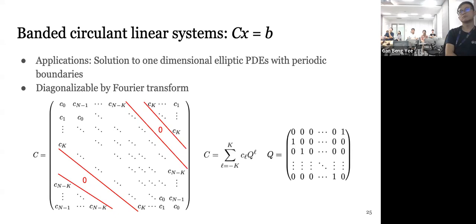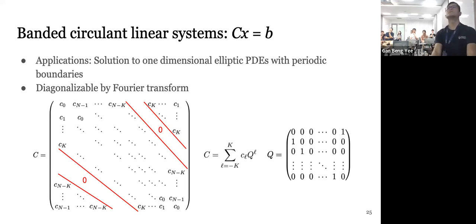Okay, so why do we want to care about them? Because they form the solution for one-dimensional elliptic PDEs with periodic boundaries. So, for example, if you have a heat transfer problem, or a Poisson problem with a periodic boundary, you could solve it with the circular system.